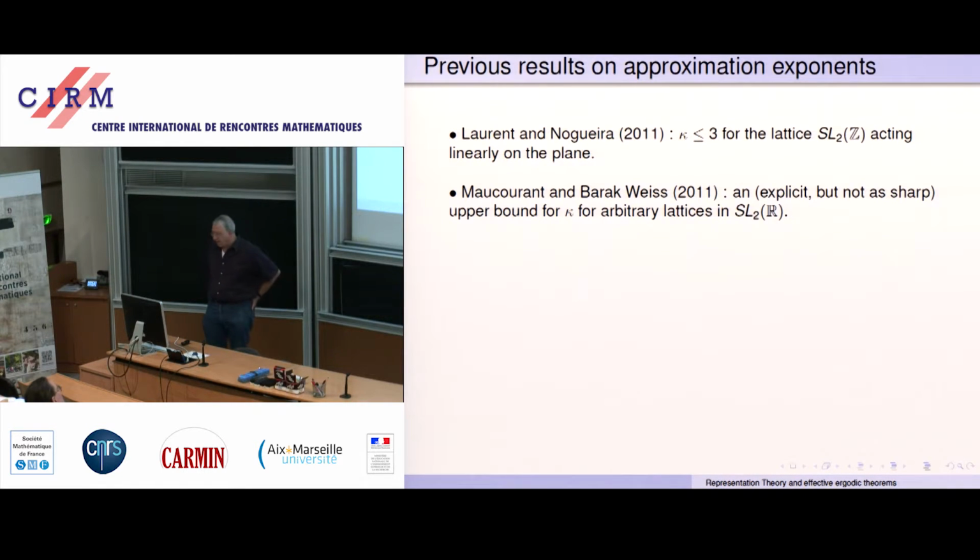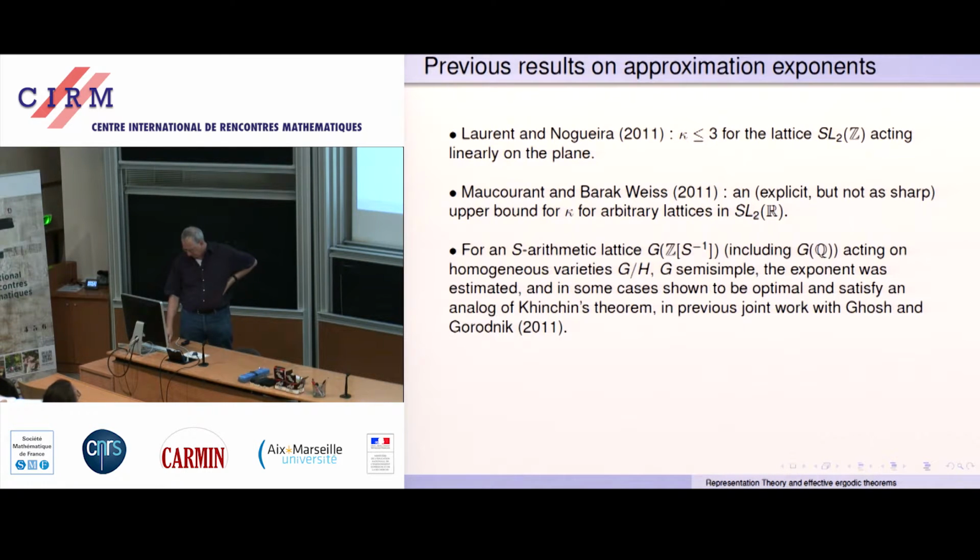Ghosh and Barak Weiss gave an explicit but not as sharp upper bound for zeta, or kappa, for arbitrary lattices in SL2. Laurent and Nogueira considered only SL2Z, and their approach was via continued fractions. Kleinbock and Weiss considered an arbitrary lattice. This is a considerably more general setting, but the exponent is not as sharp.